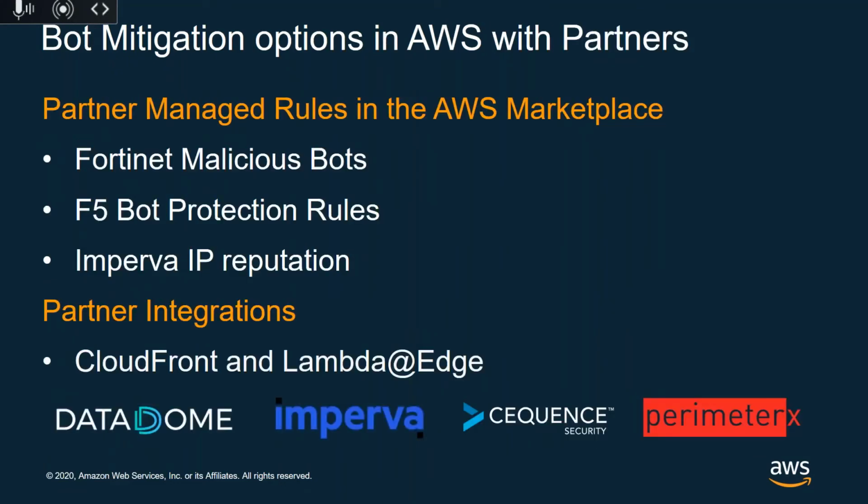These are some of the options that you have with partners from the AWS Marketplace. We'll touch on a few of those. For example, Fortinet malicious bots, F5 bot protection rules, or Imperva IP reputation. We also have partner integrations, for example, with CloudFront and Lambda Edge. You can see those across the bottom of the screen, such as Datadome, Imperva, Sequence, for example.